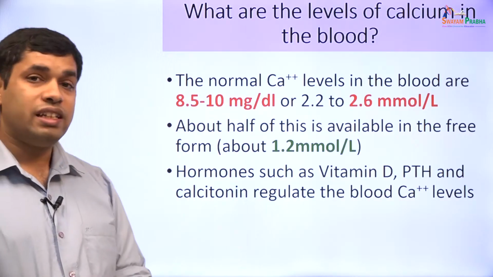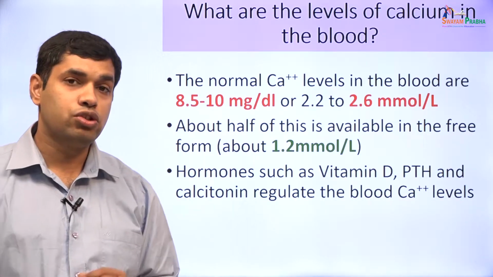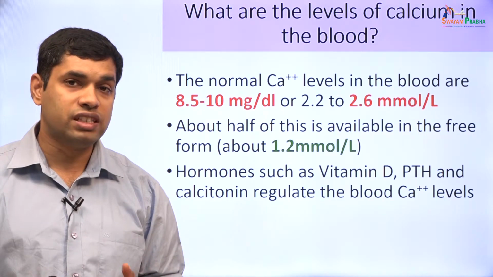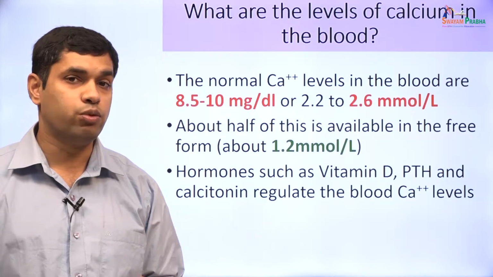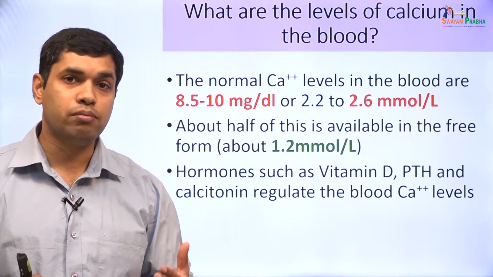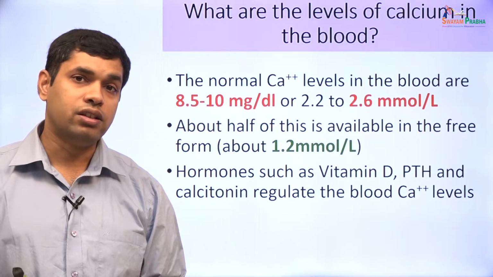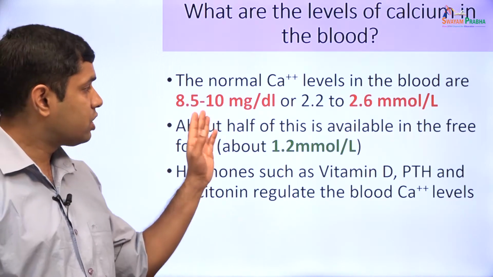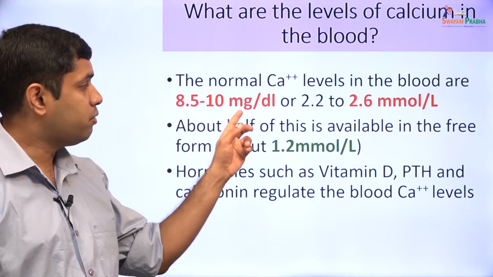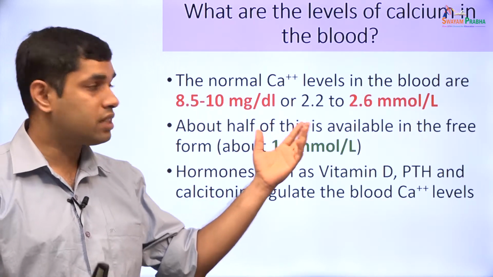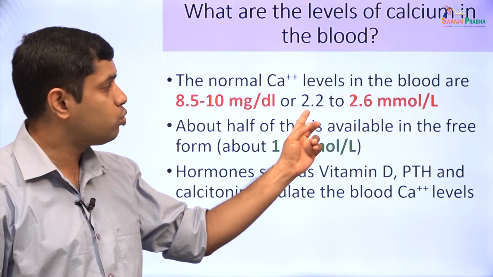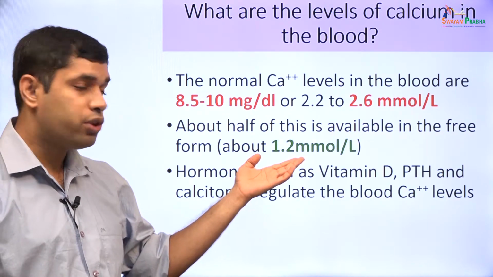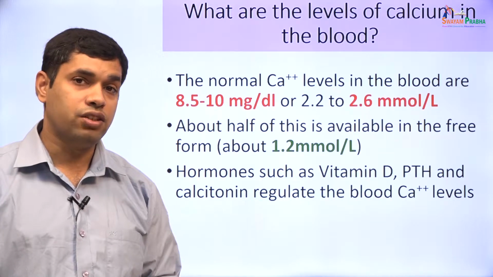So if you look at the levels of calcium in the blood, it's important to know that calcium in the blood exists in two forms. It exists in a free form as well as in the bound form. So about half the calcium that's in the blood is bound, and the free calcium is only about half of it. So the calcium levels in the blood are about 8.5 to 10.5 milligrams per deciliter, or we will be discussing this in millimoles per liter. So it's 2.2 to 2.6, and only about half of it, about 1.2, is available as the free form.